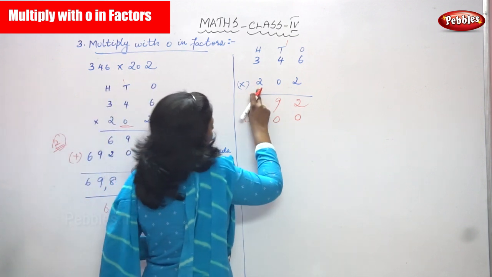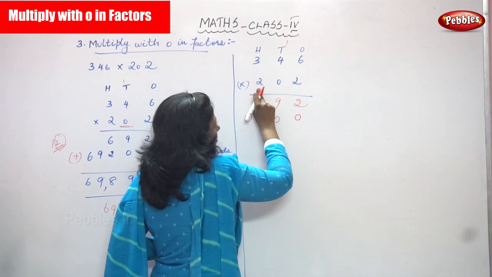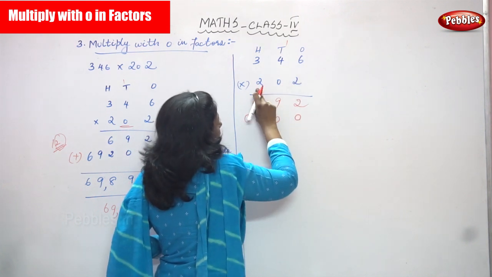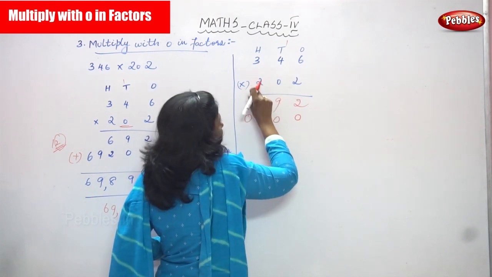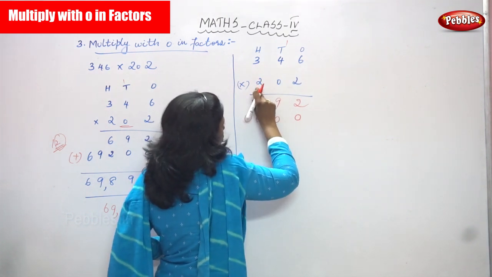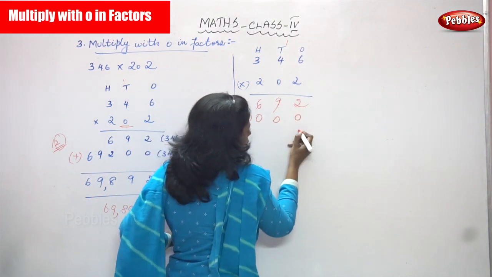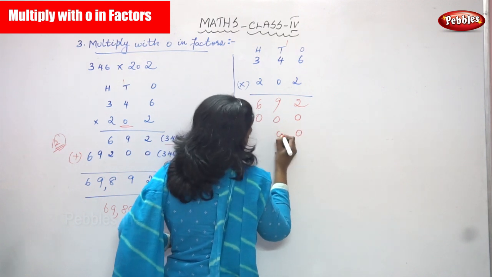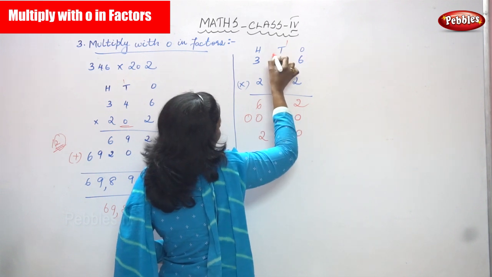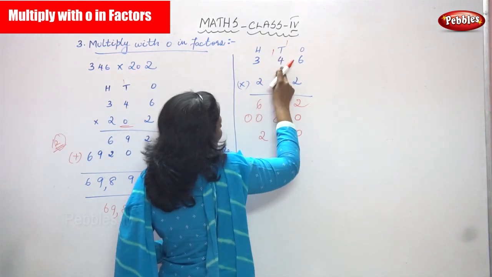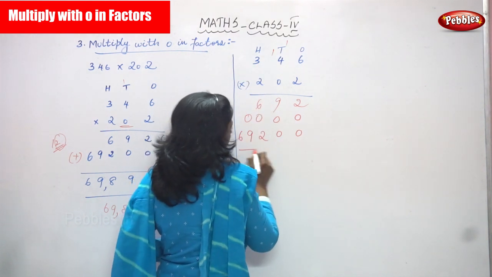Next I am going to multiply by the 100 place value. What is the number in the 100 place? 2. So I am going to multiply 346 by 2. 2 into 6, that is 12. So before you multiply, you have to put 0 in the ones place and 0 in the tens place. Then 2 6s are 12, 2 carry over, and the carryover goes to the next place. 2 4s are 8, 8 plus 1, 9. And 2 3s are 6, you have to write that.